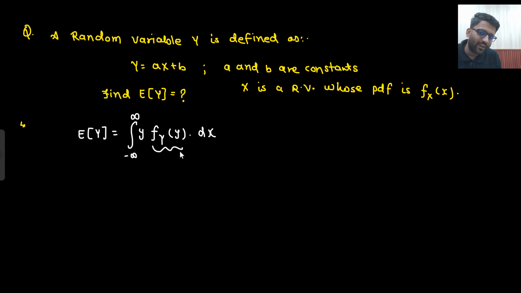But do you know the PDF of y here? No. I only know the PDF of x. I don't know the PDF of y. I only know the PDF of x. So what do I do now? The expectation of y, you know that y can be replaced with ax plus b. Ax plus b. Now what does this expectation operator do?